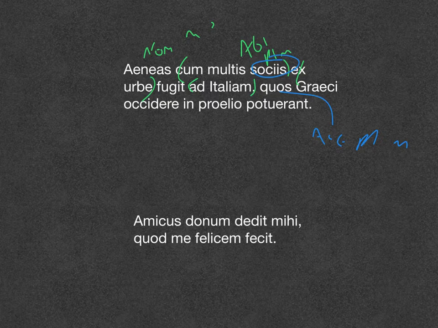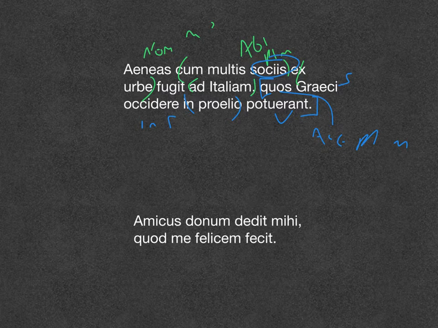So the sociis, whom. Here's a good use of whom. And then within the clause you have quos is the direct object because it's an accusative. The Graeci are going to be your subject, being nominative plural. You have your infinitive, you have this nice preposition, and our verb. So your bracketing goes like that. Quos through potuerant.